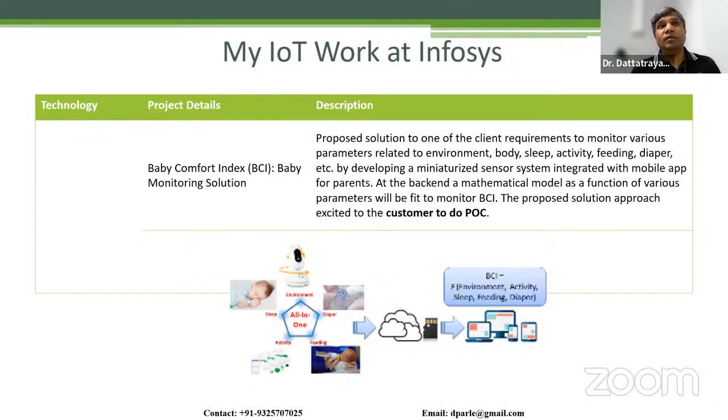I started working on it, and we said we can have different sensors like sleep sensors, vision sensors, activity monitoring sensors, feeding sensors, urine monitoring sensors, and many other sensors. We put them in a small matchbox-type sensor, and we proposed this solution to the customer. And I came up with an index. I said the app will tell, on a scale of 0 to 10, what is called a baby comfort index. By processing all the data, I can calculate a baby comfort index as a function of the various parameters we are measuring.